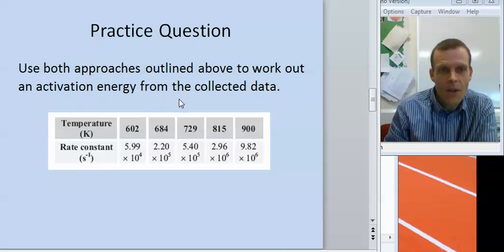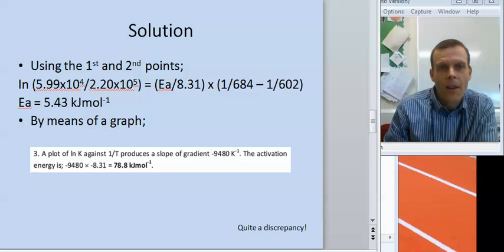So here's a practice question. Have a go at that. There are the temperatures, there's your rate constant k value. There's the answer. So first method, just using the 2 points, putting them into that, I get this value, and then if I do my plot, draw it out, take the slope, I end up with this. And as you can see, they're very different. So there might be a slip somewhere in my maths. You might want to check that. However, the theory is all correct, I believe.